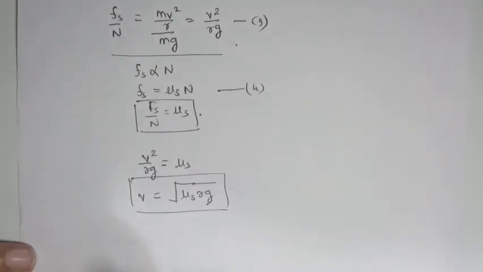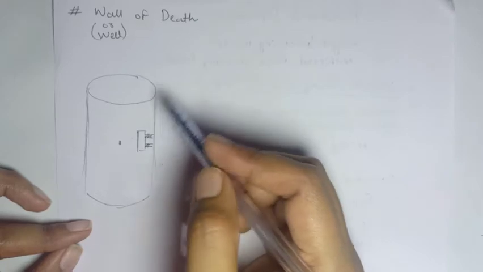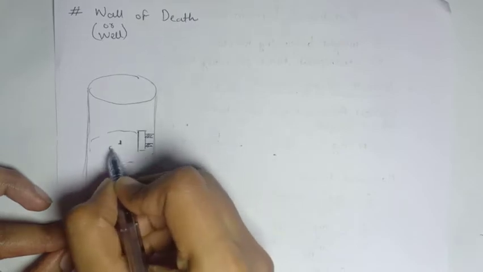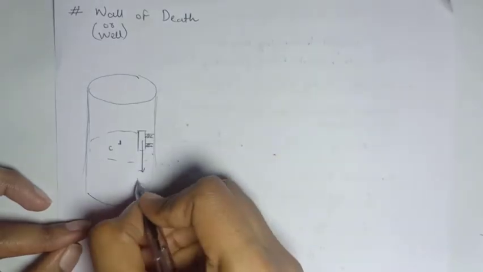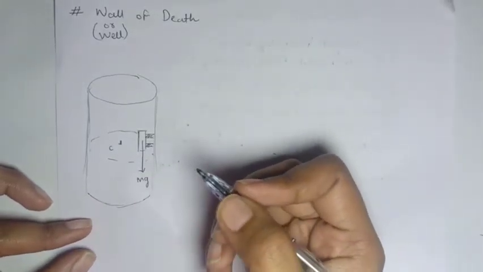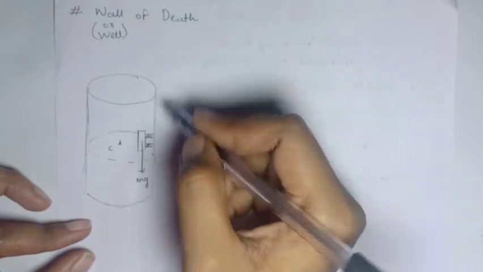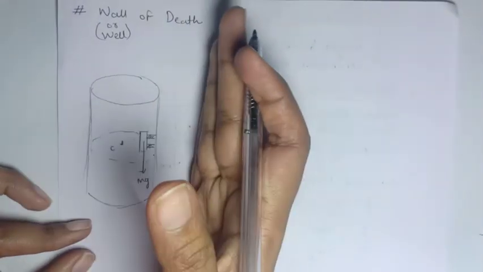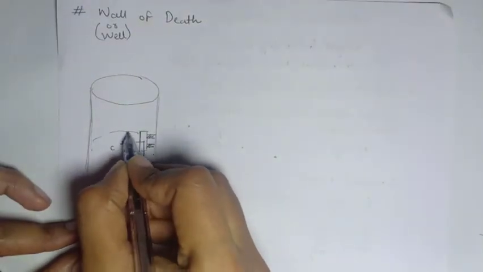Now after that we considered the cylindrical case. As the second part we considered the wall of death, or well of death. Again we had a cylindrical shape in which a vehicle was performing circular motion. This was the center. Again the weight of the vehicle acts vertically downward, and there is the normal reaction. In this case the normal reaction will not be like this, because it is nothing but the force exerted by the surface on the object. So here is the surface and the object is here, so the normal reaction will be like this.